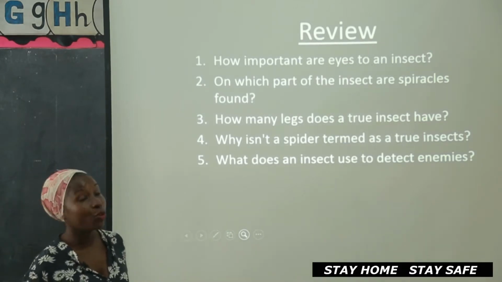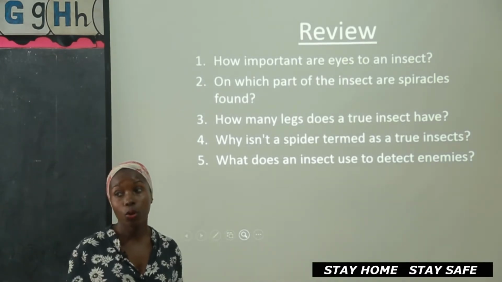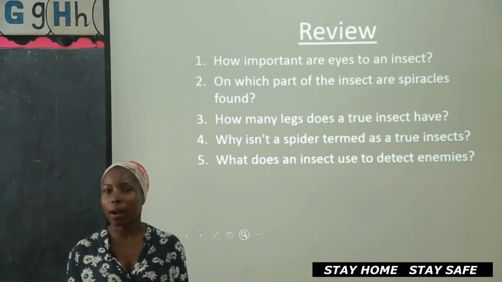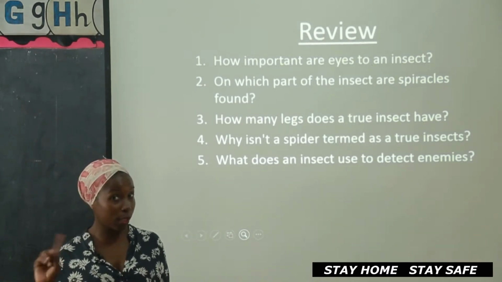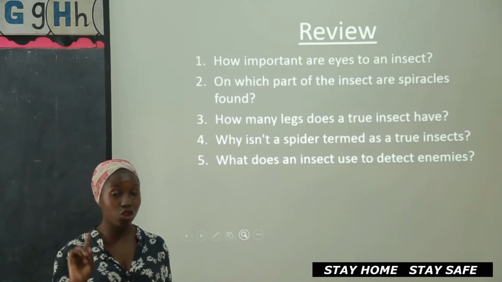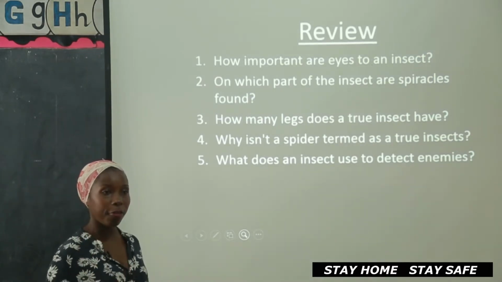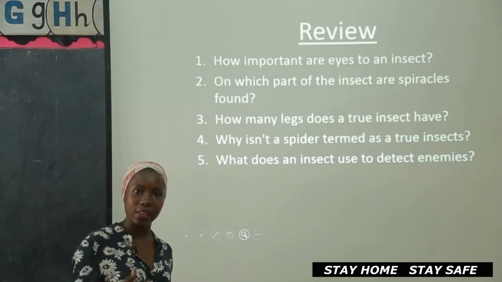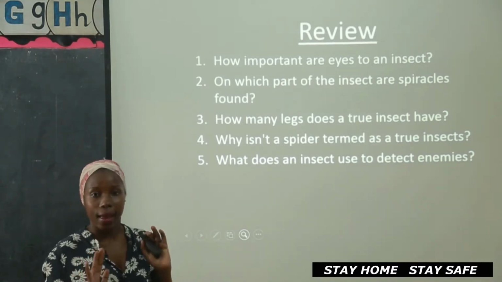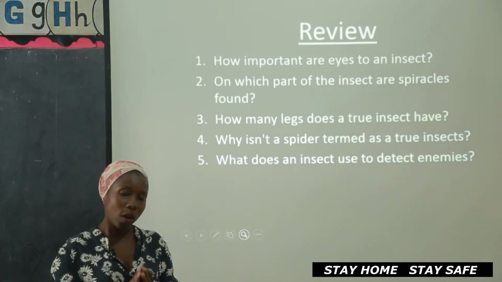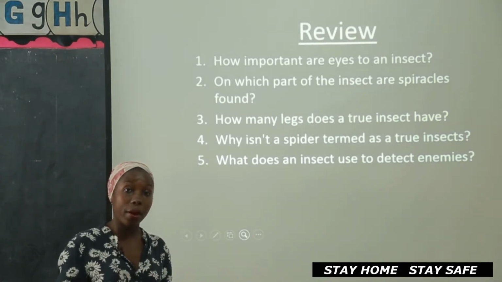How many legs does a true insect have? Yes, I know you must have seen the spider and you think it's an insect. We say no, it's not an insect. It's not a true insect because it doesn't have what the true insect must have. So a true insect must have 6 legs. If you don't want to say 6 legs, you can say 3 pair of legs.